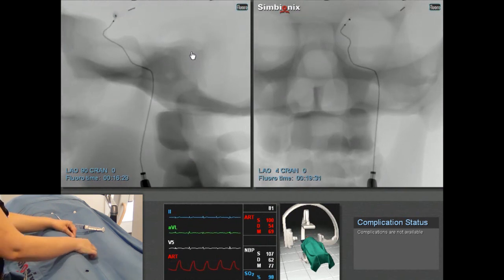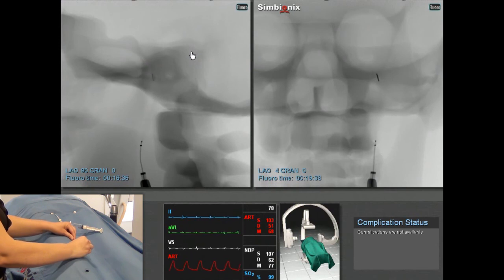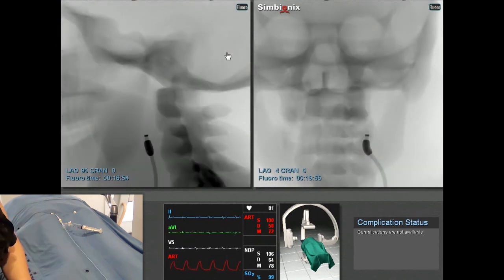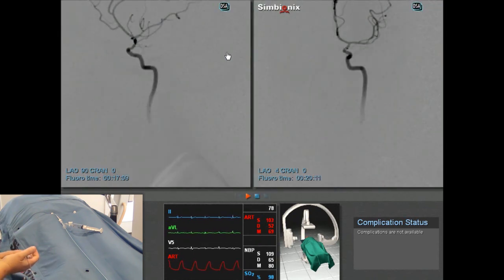Like that. And then while aspirating on the balloon catheter, pull down, take all the debris out. Deflate the balloon, inject, and you can see terrific reperfusion.